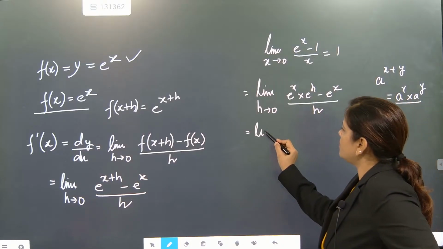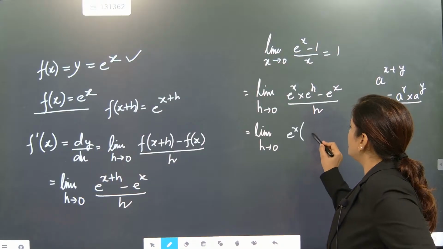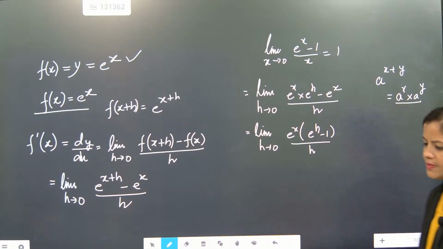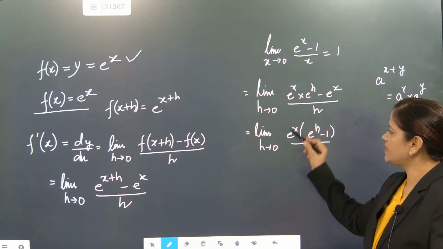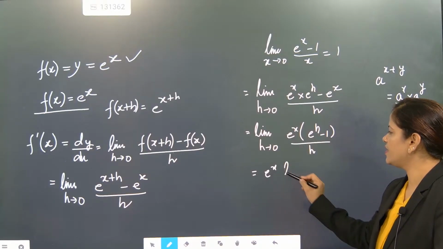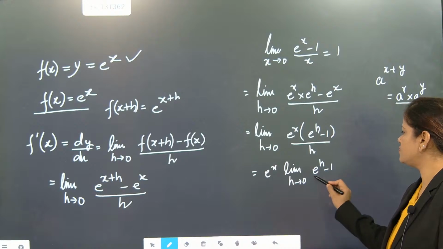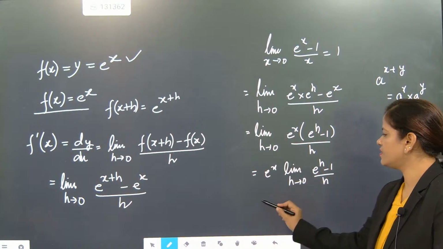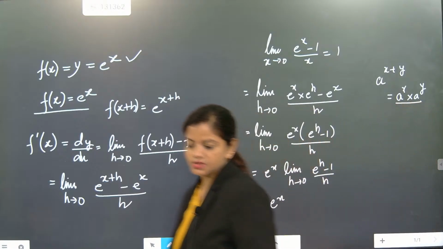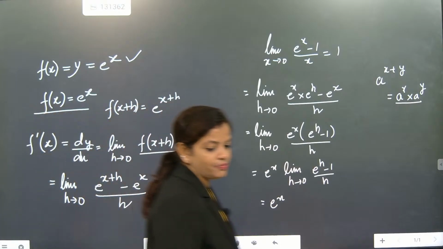Now we will write only one thing. Limit h tends to 0, e to the power x common, it is e to the power h minus 1 by h. Now look here, beta. E to the power x, now we can substitute because this is coming in our formula: e to the power x into limit h tends to 0, e to the power h minus 1 by h. This will become 1. So e to the power x becomes your answer. So differentiation of e to the power x will give you e to the power x itself.